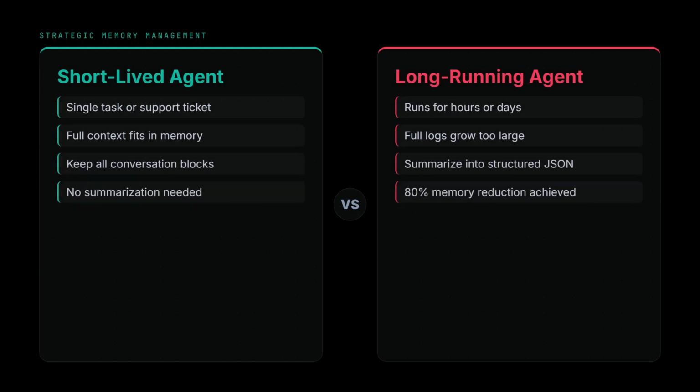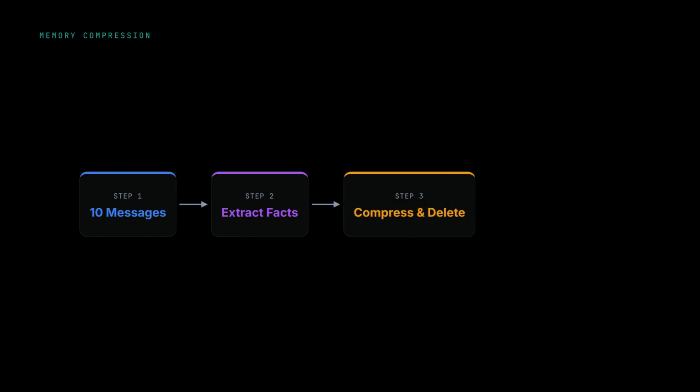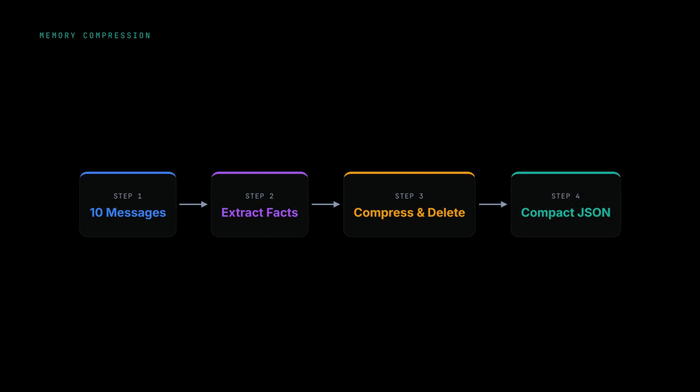For short-lived agents, a single customer support ticket, one data pipeline run, keep the full conversation in context. You have room. For long-running agents, you need to summarize. Here's a real production pattern: instead of storing full chat logs, create a structured summary. After every 10 steps, extract the key facts the agent needs and compress the old conversation into one JSON object. Then delete the old messages. A typical compression saves 70 to 80% of tokens while keeping all the decision-critical information.